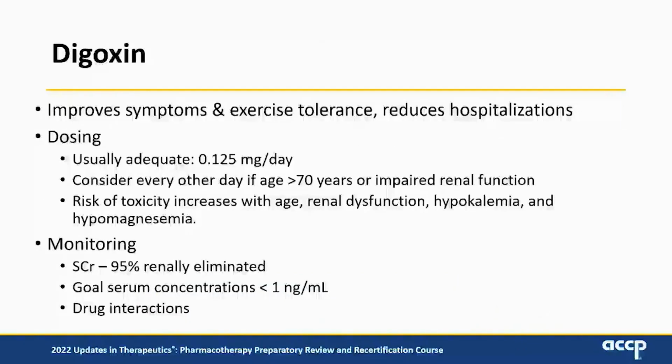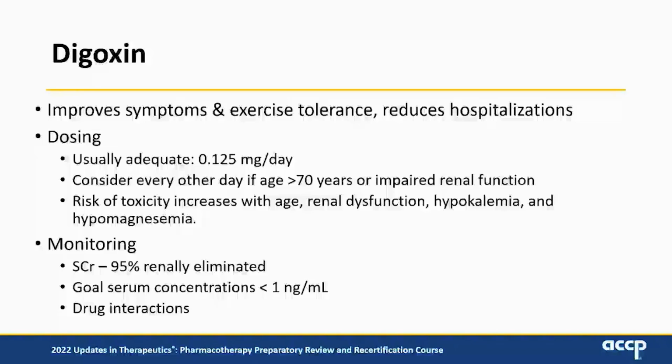The next one is digoxin. We know based on the DIG trial in HFrEF patients that digoxin helps with reducing hospitalizations and reducing symptoms, but again, it does not have any mortality benefit. Usually, if we're going to use digoxin for heart failure, a dose of 125 micrograms a day is usually enough, maybe even lower, maybe even every other day in patients with very advanced age or impaired renal function.